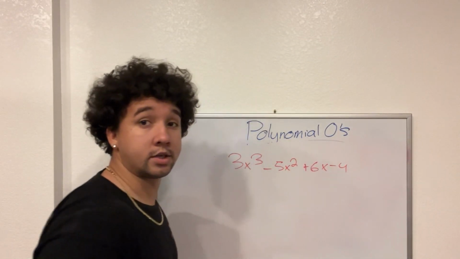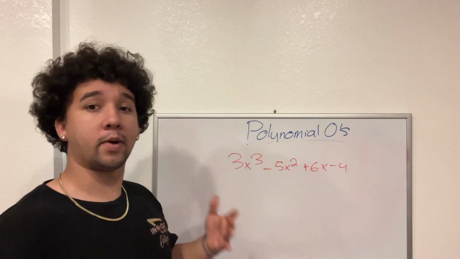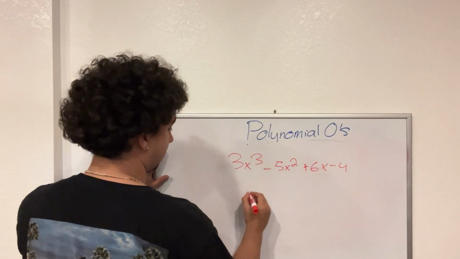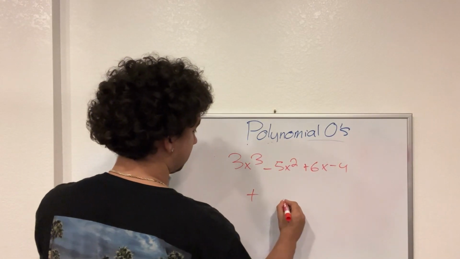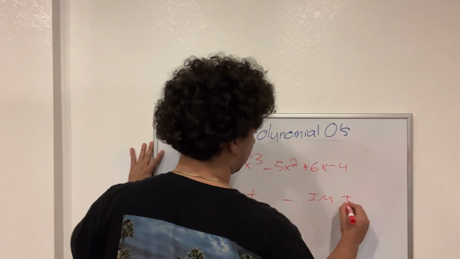And what this is essentially going to do is give us our total possible amount of positive, negative, and imaginary zeros. So the way that you do it is like this. I'm going to set up a little table of values: positive, negative, imaginary, as well as total.